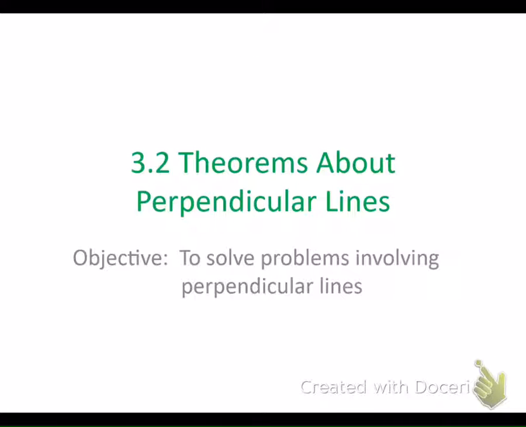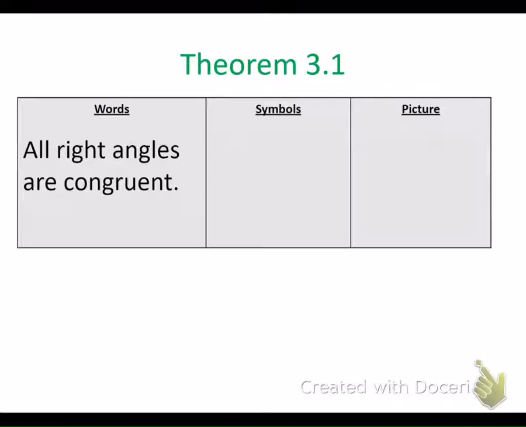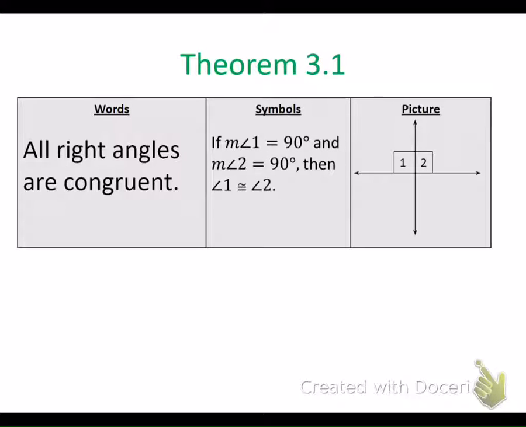3.2 are theorems about perpendicular lines. The objective is to solve problems involving perpendicular lines. Theorem 3.1 says all right angles are congruent. The symbol is the measure of angle 1 is 90 degrees and the measure of angle 2 is 90 degrees, and angle 1 is congruent to angle 2. And there's the picture.